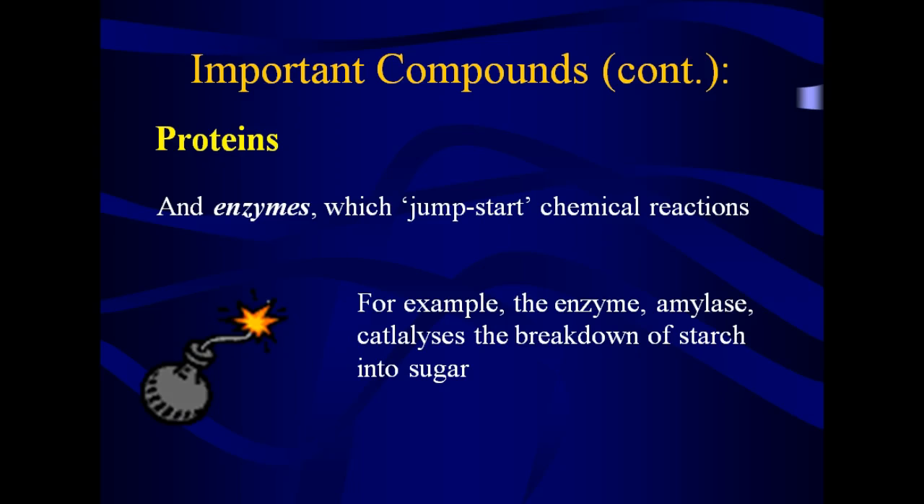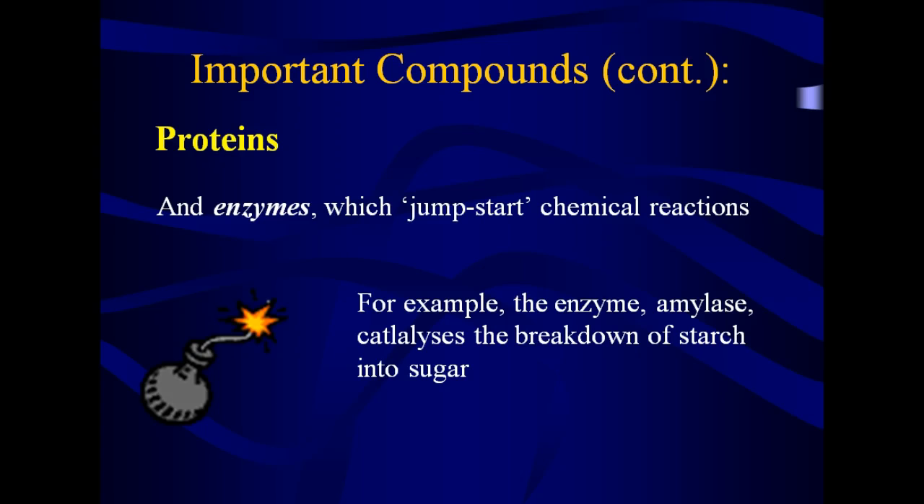Enzymes. Enzymes are very important types of proteins. It says they jumpstart chemical reactions. Every chemical reaction needs a little bit of energy to get it going. Like if you take a match and strike it against some sandpaper, it's going to light. Well, the sandpaper, of course, provides heat. That's a little bit of energy, and that starts the match. So all chemical reactions are like that. They need a little bit of energy.